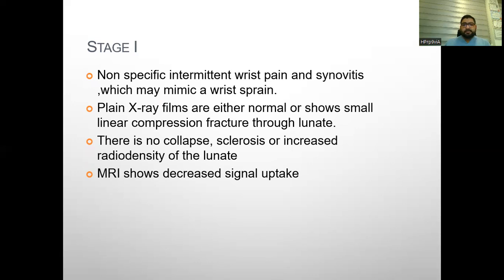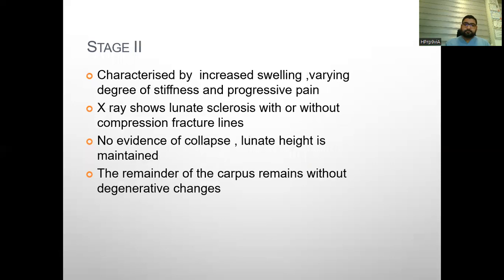Stage 1 is non-specific intermittent wrist pain and synovitis, which may mimic a wrist sprain. Plain X-ray films are either normal or show a small linear compression fracture through the lunate. There is no collapse, sclerosis, or increased radiodensity of the lunate. But MRI shows a decreased signal in stage 1.